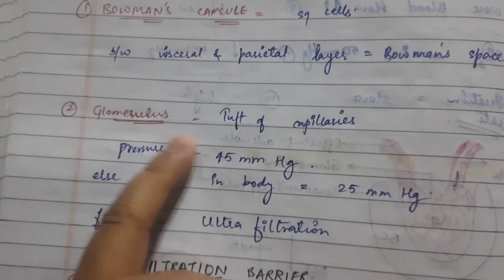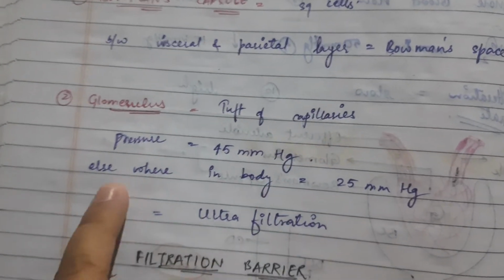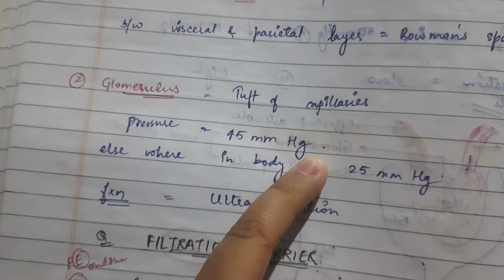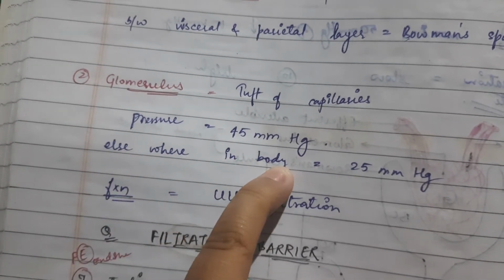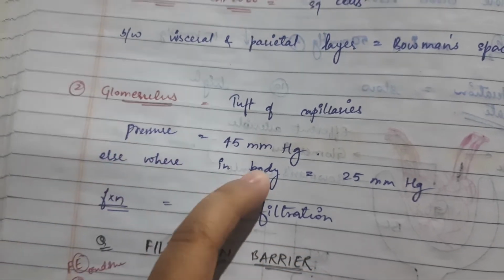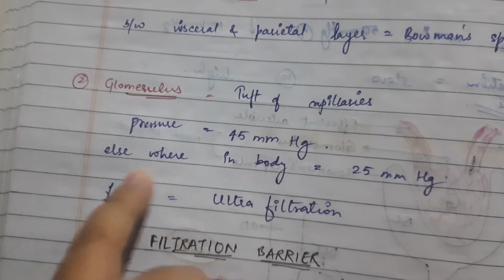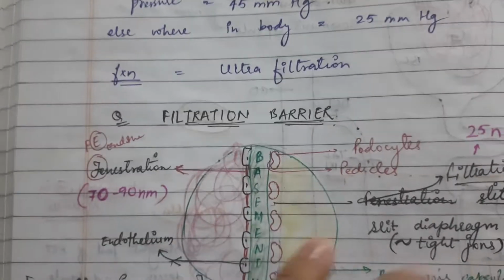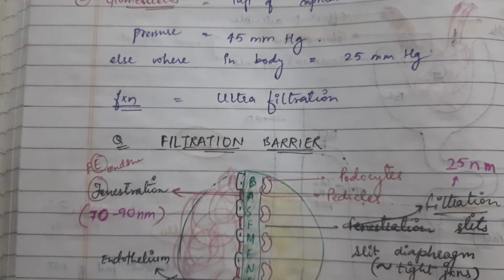Now, glomerulus, a tuft of capillaries. The pressure in glomerulus capillaries is 45 mm Hg. Elsewhere in the body it is 25 mm Hg. Function is ultrafiltration. The pressure in glomerulus is high.